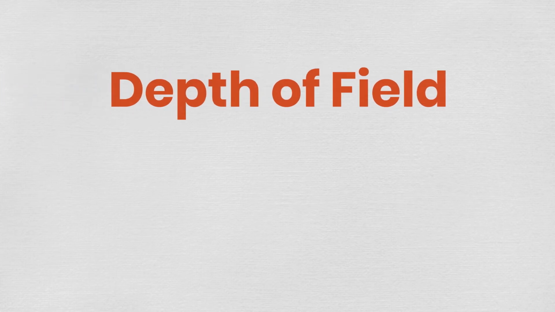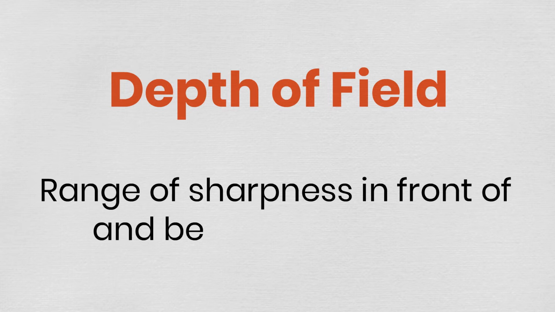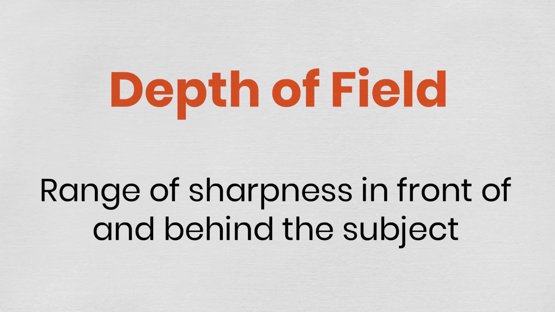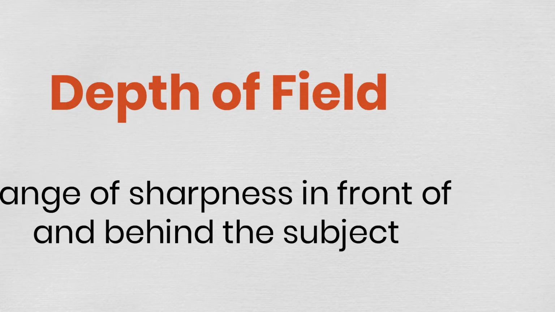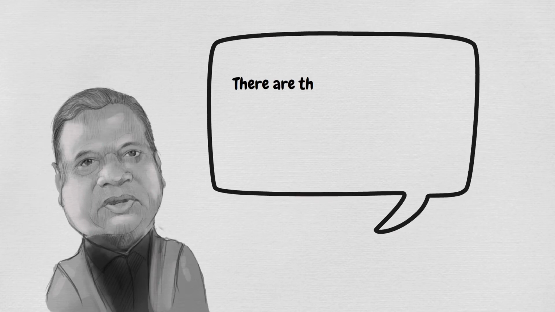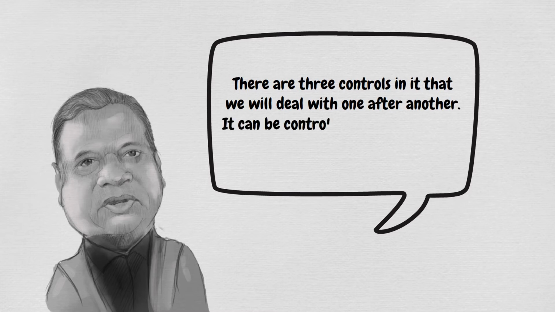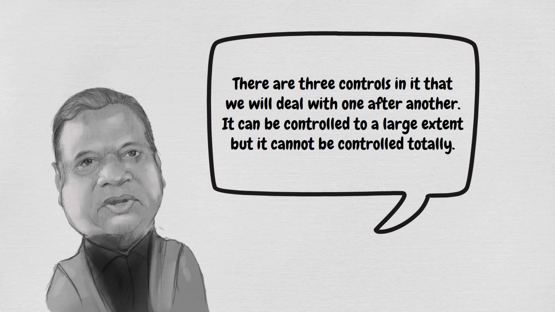Depth of field is a range of sharpness in a photograph in front of and behind the subject. It can be controlled. There are three controls in it. We will deal with one after another. It can be controlled to a large extent, but it cannot be controlled totally.